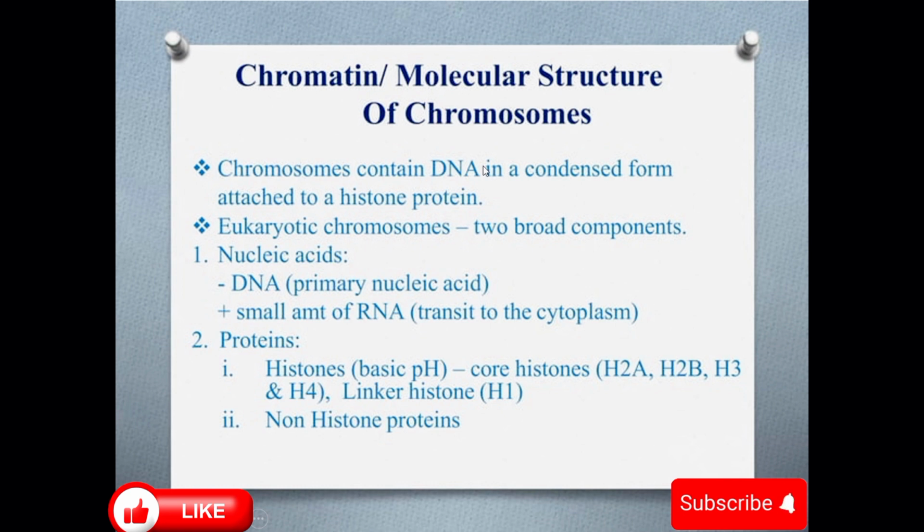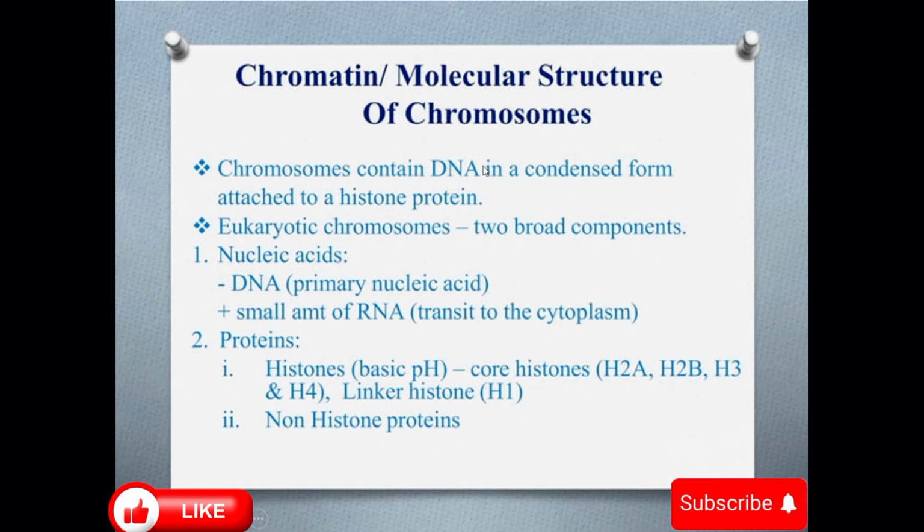What is a chromosome? Chroma means color and soma means body. A color-bearing body present within the nucleus of a cell is known as a chromosome, first discovered by Walter Waldeyer. Chromosomes contain DNA in a condensed form attached to histone protein. Eukaryotic chromosomes have two broad components: nucleic acids, composed of DNA and a small amount of RNA, and protein. Protein may be of two types: histones and non-histone proteins. Histone protein is again divided into core histones, which are H2A, H2B, H3 and H4, and linker histone H1.